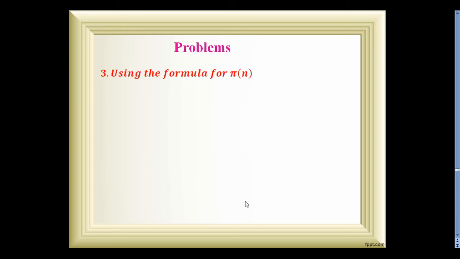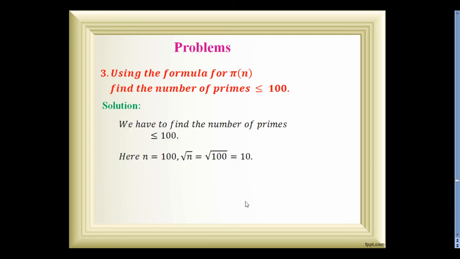Third problem, using the formula for pi of n, find the number of primes less than or equal to 100. Solution: we have to find the number of primes which are less than or equal to 100. So what is your n value here? n equal to 100. Find the square root of n, that is equal to 10. The primes which are less than or equal to 10 are 2, 3, 5, 7.